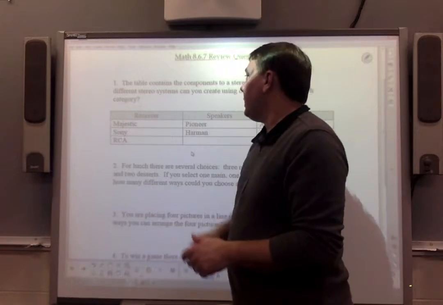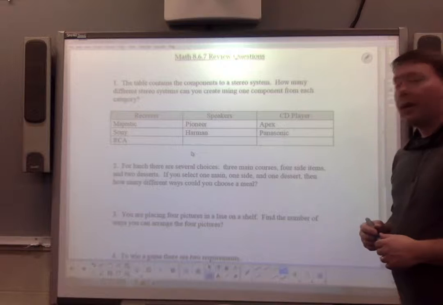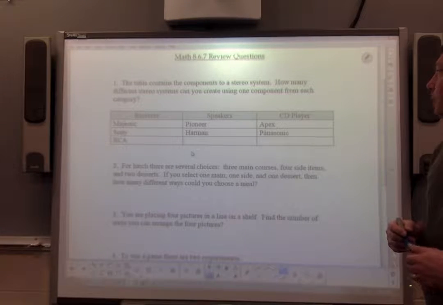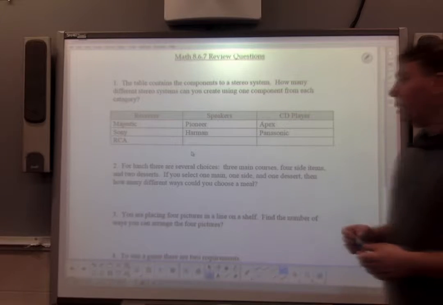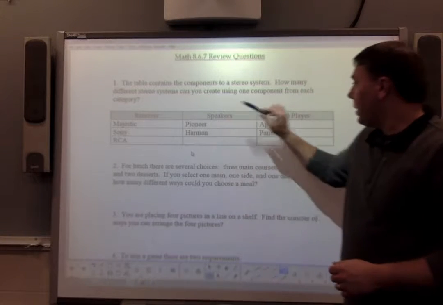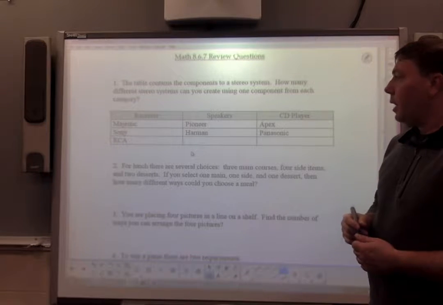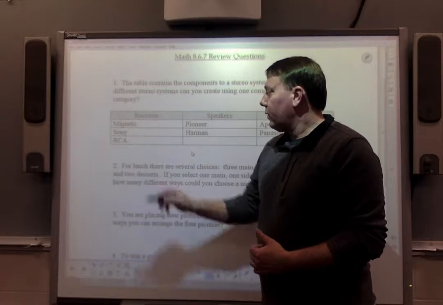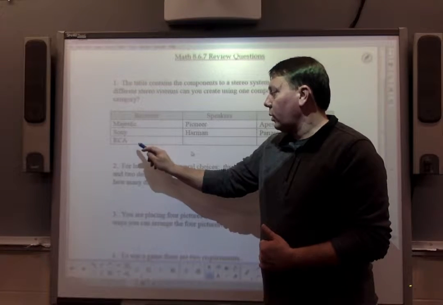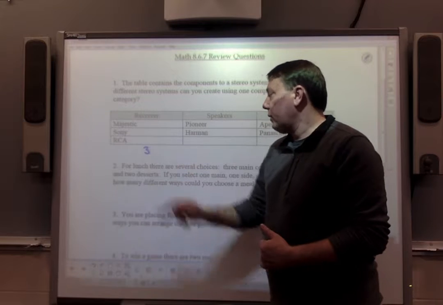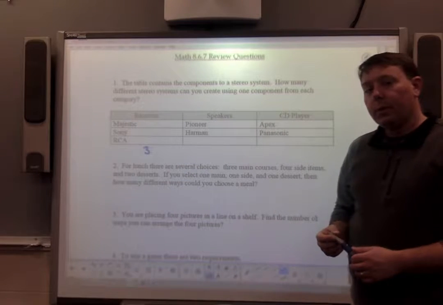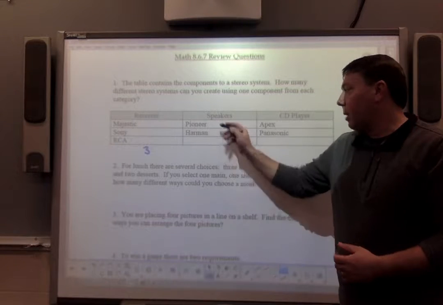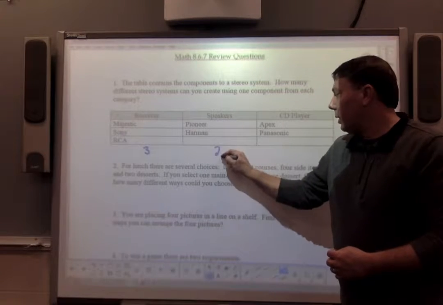It says, number one, the table contains the components to a stereo system. How many different stereo systems can you create using one component from each category? So our categories are receiver, speakers, CD player. And so we take the number in each category. There's 1, 2, 3 different types of receivers, Majestic, Sony, RCA, and we put a 3 underneath that column. Then we look at the column on speakers, and we have 1, 2 different types of speakers, Pioneer and Harman. So we're going to put a 2 here.